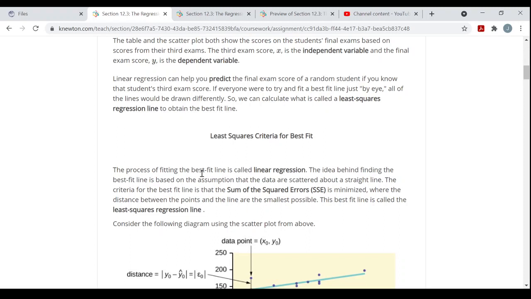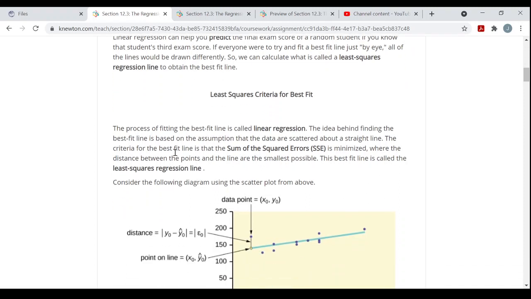So that's what this process is here. And this is what the calculator does, right, when it finds the best fit line for you. So the process of fitting the best fit line is called linear regression. The idea behind finding the best fit line is based on the assumption that the data are scattered about a straight line.